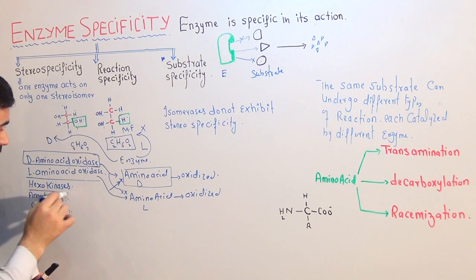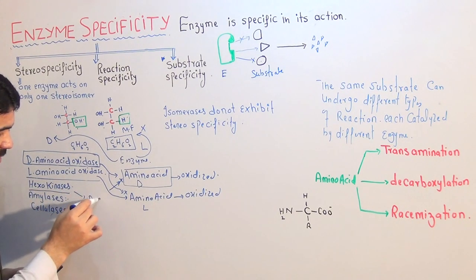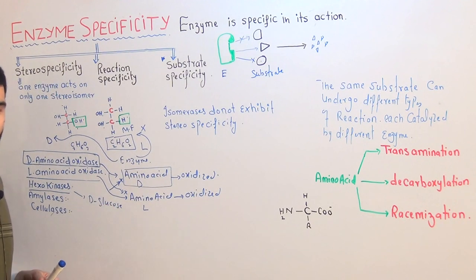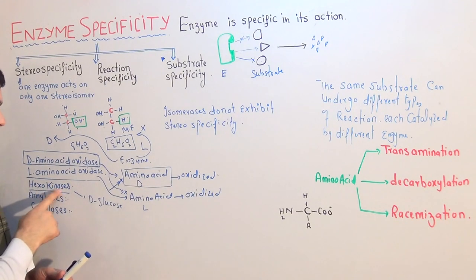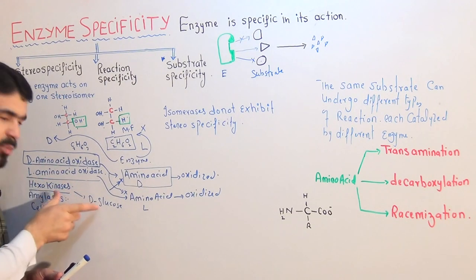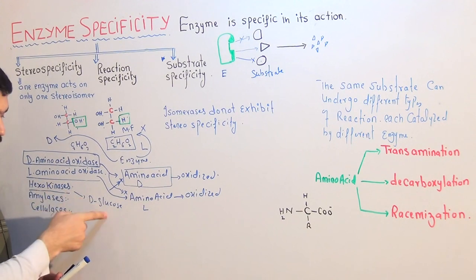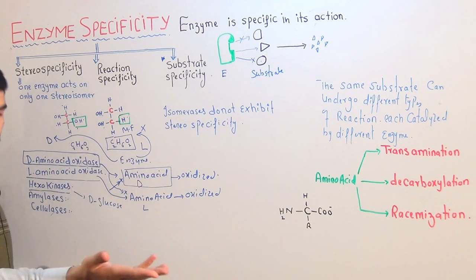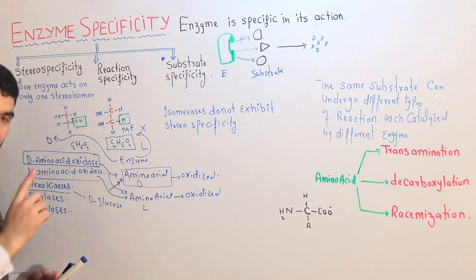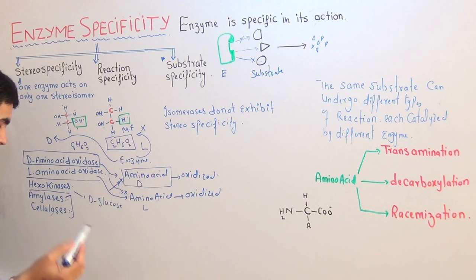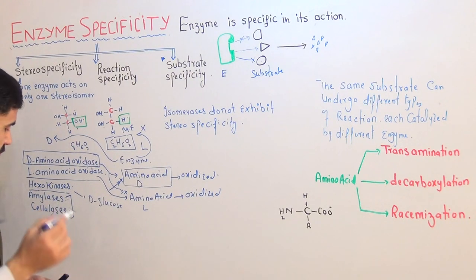Now hexokinases, they act on D-glucose. You know, we have different kinds of glucose: D-glucose, L-glucose, and so on. So hexokinases act on D-glucose. I got this point from the book of Satyanarayan. Hexokinases act on D-glucose, but not L-glucose. These two points I also got from the same book, the book of Satyanarayan. A little bit of confusion for the students.